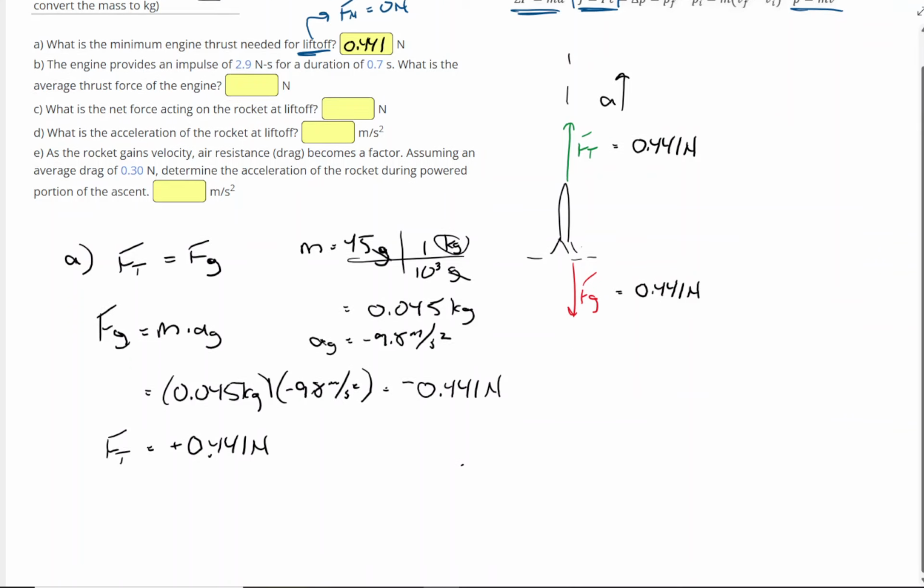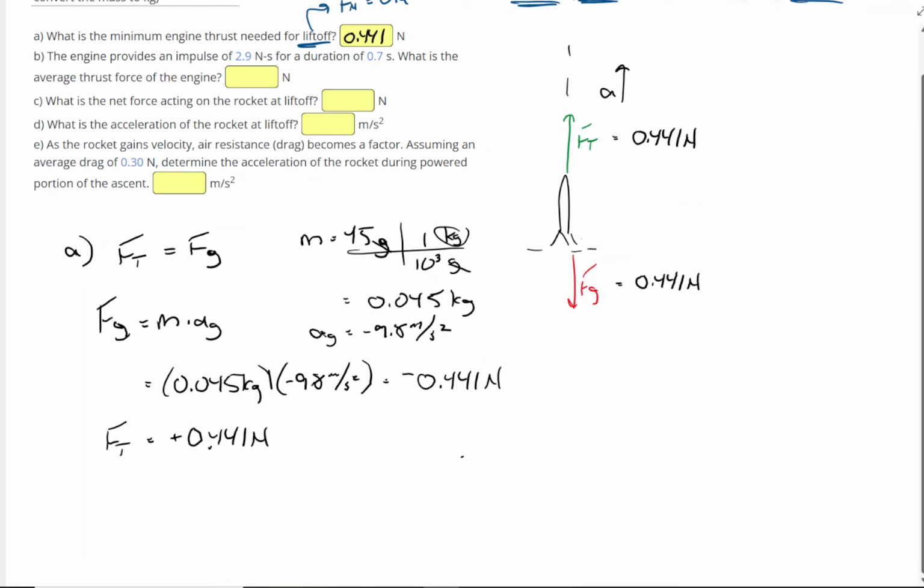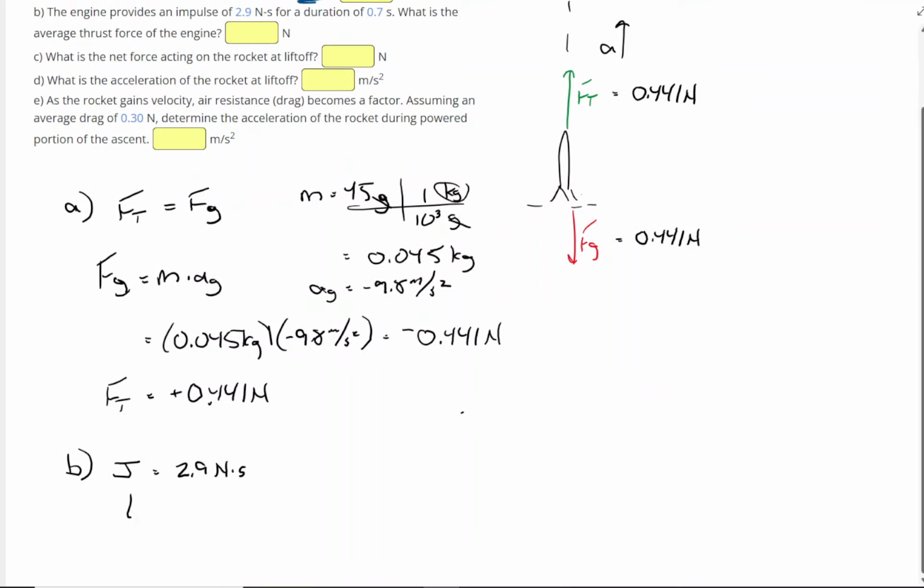So let's look at scenario B and figure out what we got here. What we're going to have is a bigger thrust force. Well, how much thrust does the engine provide? They tell us something about the engine's impulse, right? We know that the impulse, J, of the engine is 2.9 Newton seconds. They also tell you the time of the engine firing is 0.7 seconds, right?